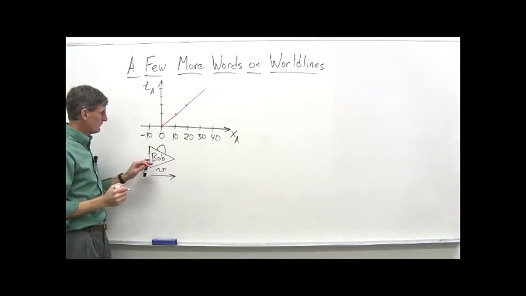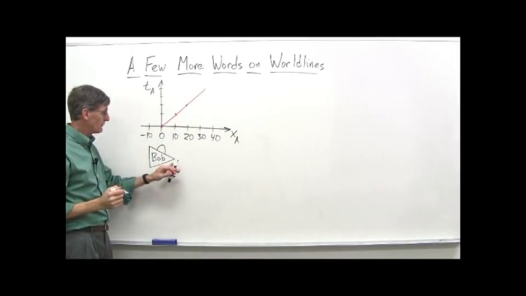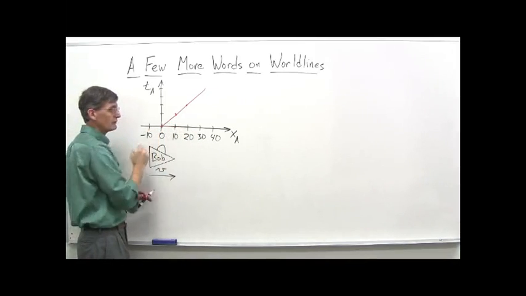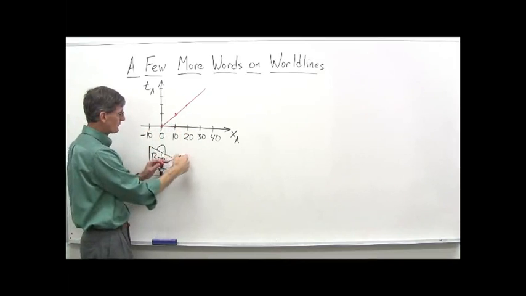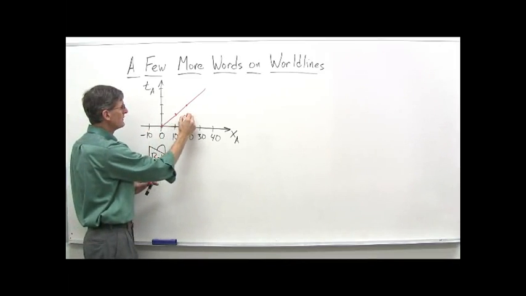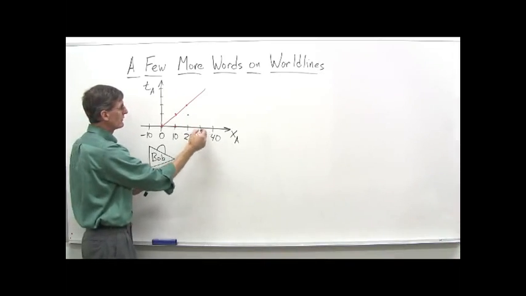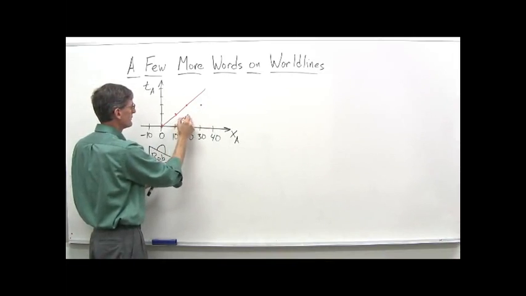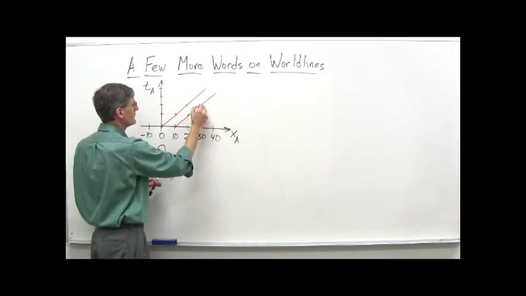What about the front of the ship? Let's do the front of the ship here. So at time t equals 0, it's at 10. So it would be there. And then at the next time, it'd be at 20. So it'd be here. And then 30 and 40 and so on and so forth at each time. So the front of the ship, its world line looks like that.